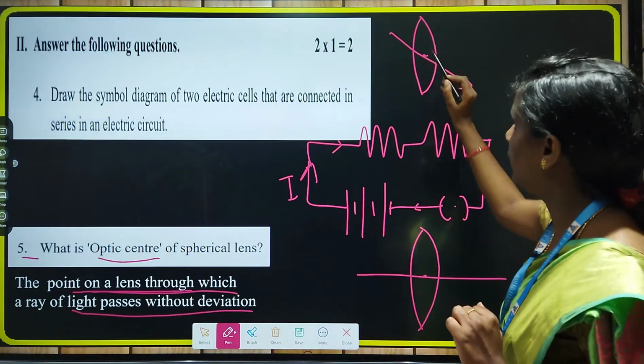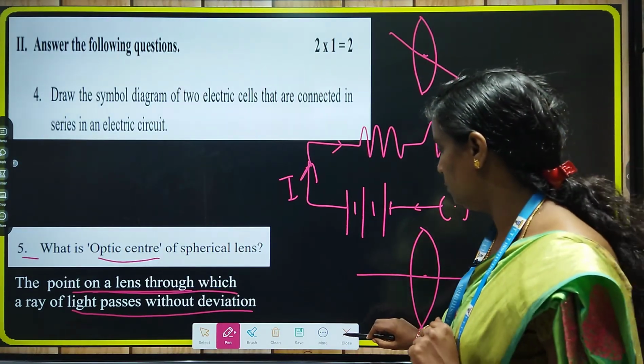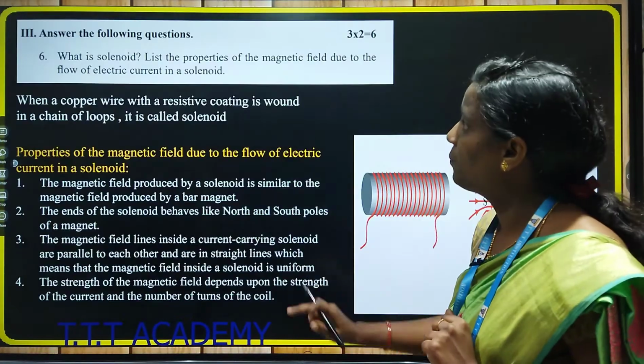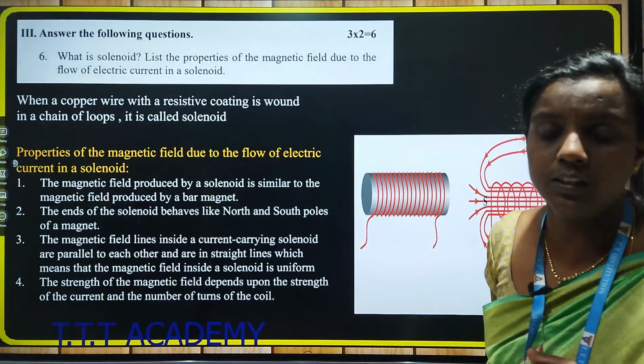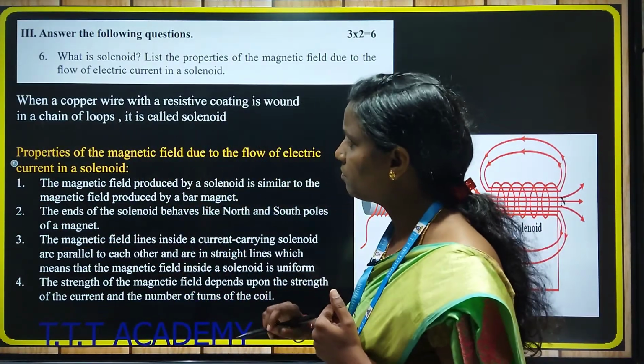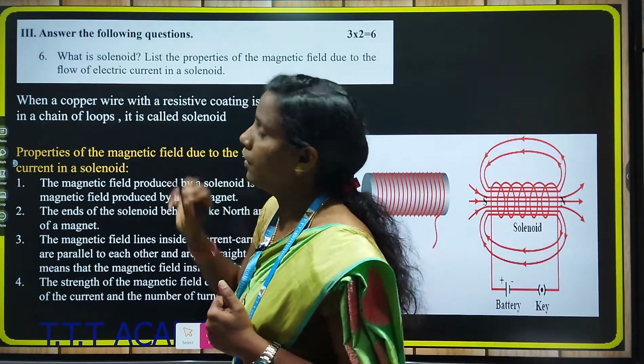So, such a point we call the optic center, okay, fine children. Now, next we are going to the third question, the third main. When you come to this third main, see here, the sixth question: what is a solenoid?